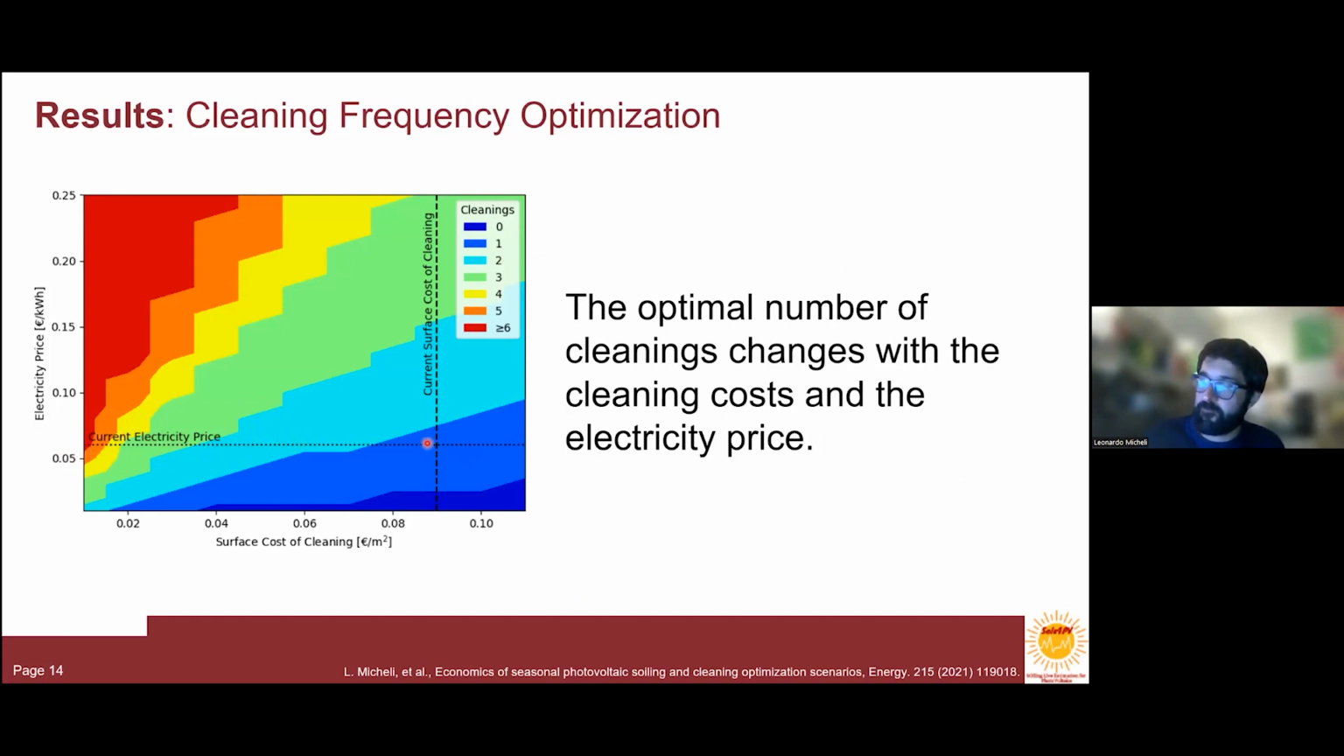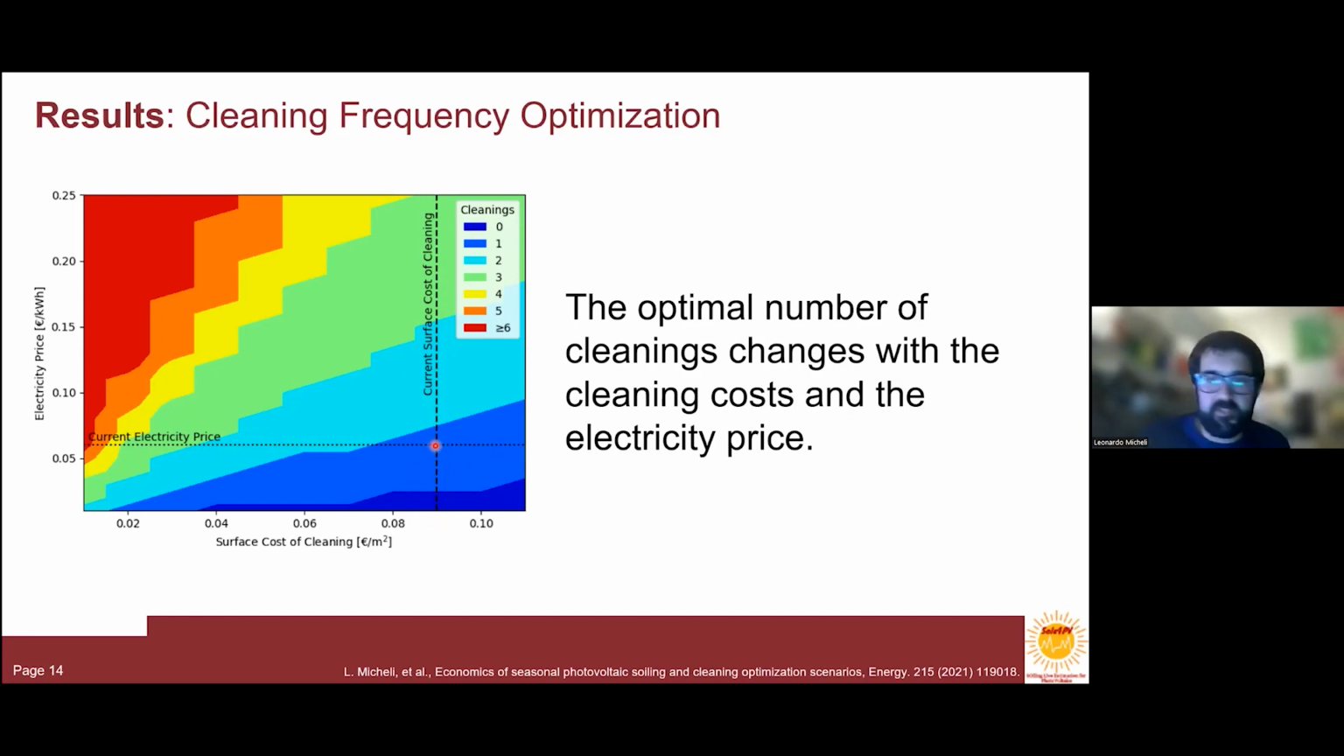It's shown here. The second metric we have to take into account is the cost of surface cleaning, which in Spain is in the order of 9 cents per square meter. So to clean a module that is 1 square meter, we need something in the order of 9 cents. What that means is that at the time, we would recommend cleaning that site once per year.